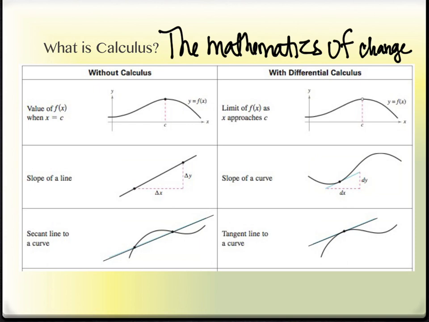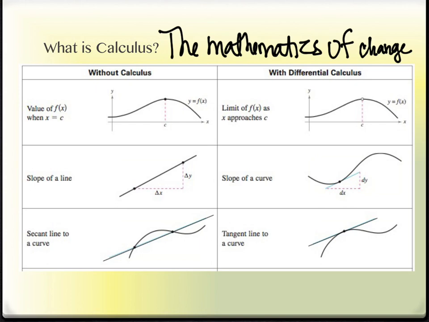So without calculus, we can find a specific value at a particular point, right? That's what you're seeing on the left. But with calculus, you can find the limit at that point. I know that doesn't quite make sense, but we'll flesh that out in chapter 1. The limit is the value that you're getting close to, even if there were, say, an open hole in the graph.